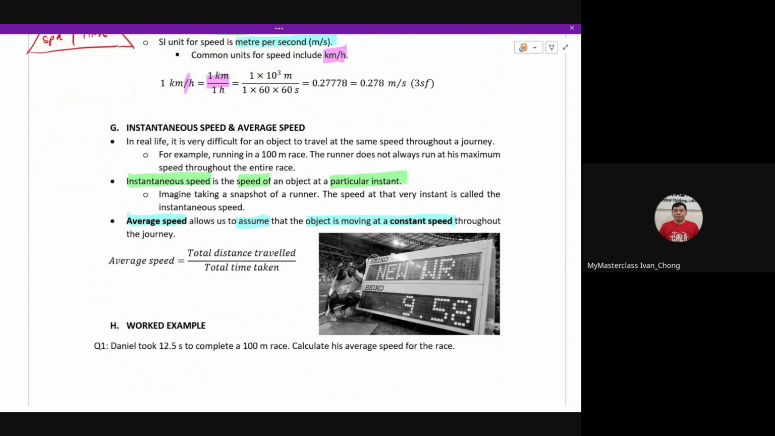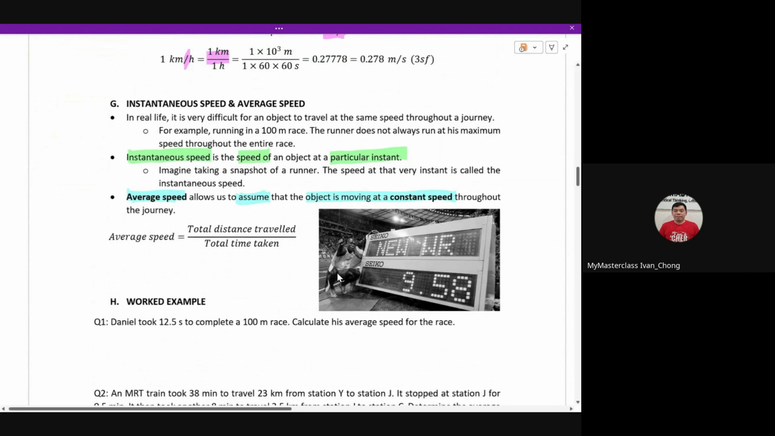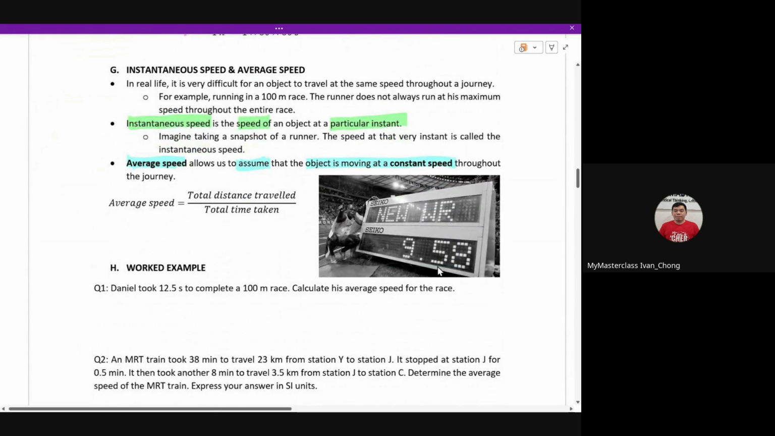You can just see in this picture, he just broke the world record and they gave you this timing. If I'm not wrong, this is a 100-meter dash. So we just need to find 100 meters divided by 9.58. You can see how fast he actually moves. It is, I think, the world record.